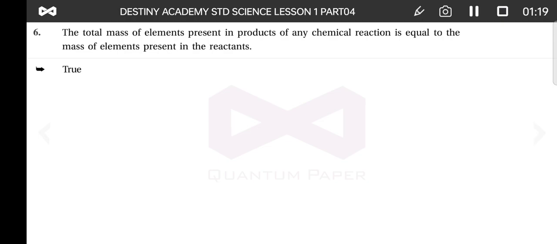The balanced equation of chemical reaction is called skeletal chemical equation for that reaction. That is false. The total mass of elements present in products of any chemical reaction is equal to the mass of element present in reactants. So this is true.